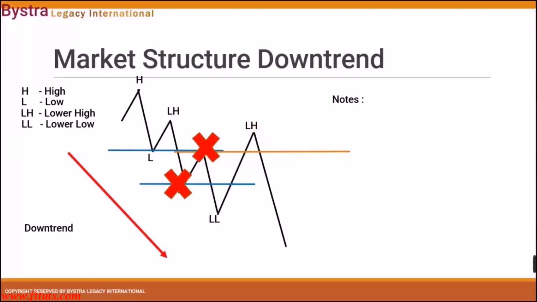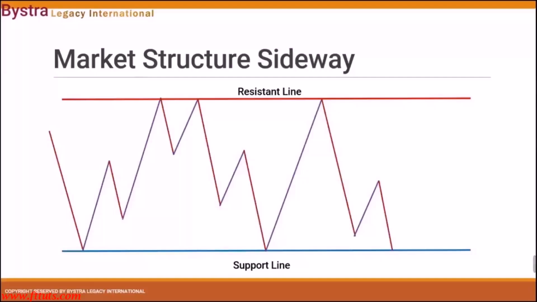Now let's move on to the next market structure, which is sideways. From here you can see price will only move in a zigzag motion, where there is a resistance line and a support line. Price will move towards the support line, go up to the resistance line, come back down to the support line and go back up towards this resistance line. So it only moves between this zone.